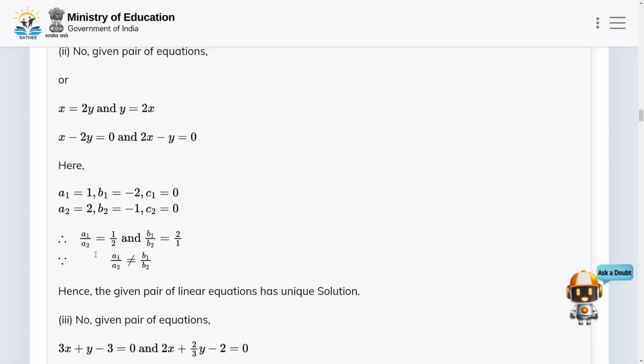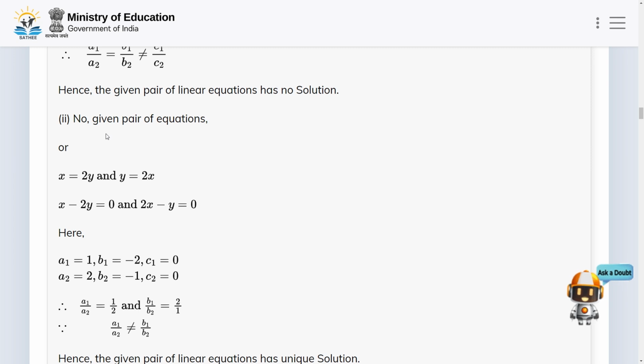Therefore the ratio a1 by a2 is equal to 1 by 2, b1 by b2 is equal to minus 2 over minus 1, that is 2 by 1, and c1 by c2 is equal to 0 by 0. So you can see a1 by a2 is not equal to b1 by b2. Hence this pair of linear equations has a unique solution.